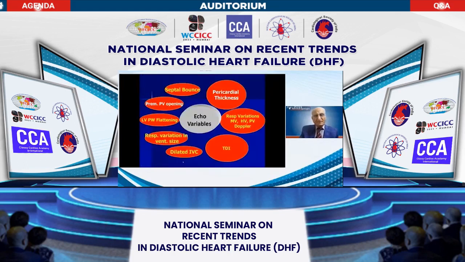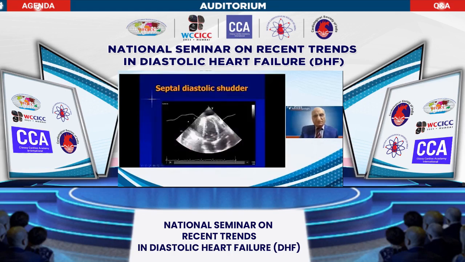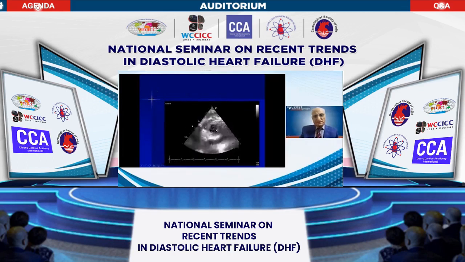So there are various echo variables which we need not go into detail because of time constraint, but two are very important. One is known as the diastolic shudder. In every cardiac cycle, the septum moves either toward the right side or the left side at a very rapid speed, so this sort of a stutter or jerky motion is seen. This can also be seen in various other cases; in another case, there is a marked diastolic shudder.